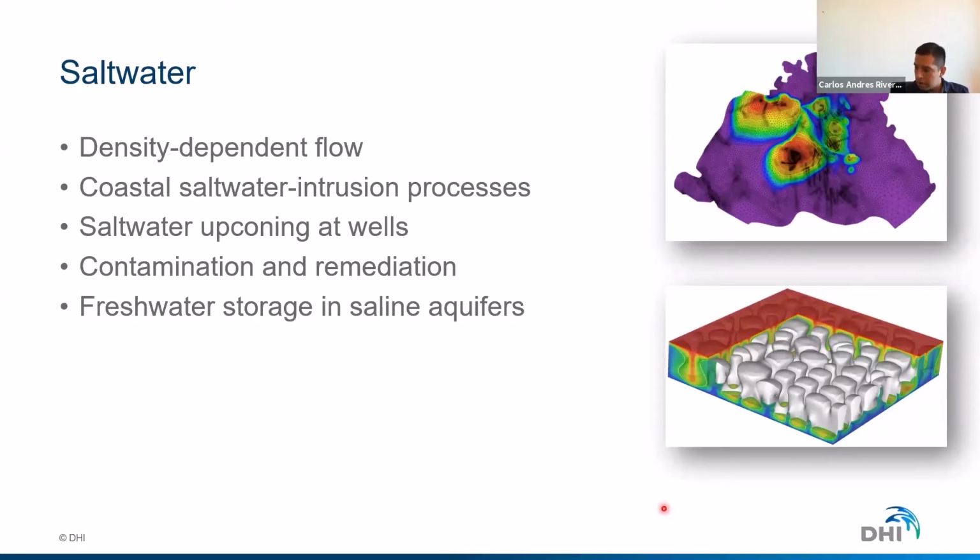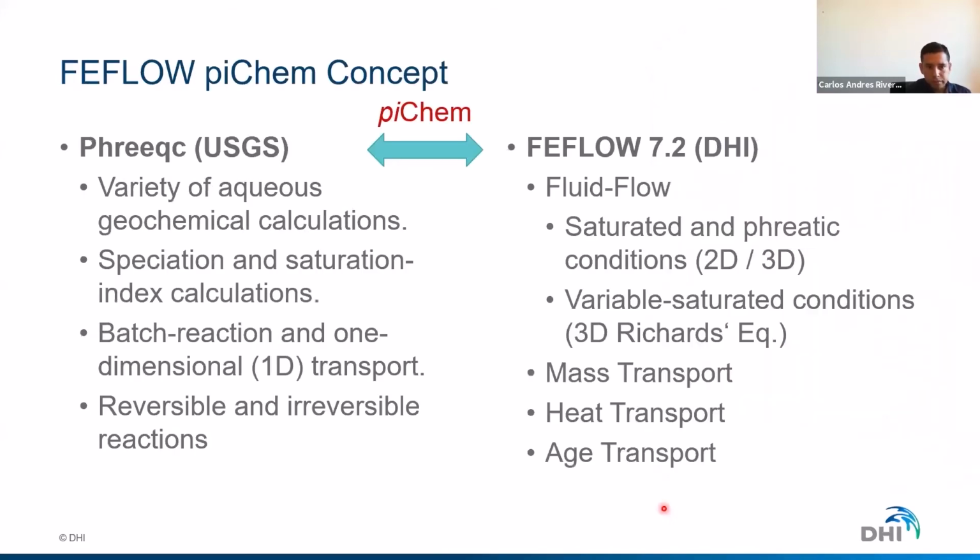DHI has multiple projects in Doha where we try to store freshwater in deep aquifers for later water supply purposes. We have a connection to the very famous PHREEQC from the United States Geological Survey, USGS, where we can couple FEFLOW, for solving flow, mass, and heat transport, with the complex geochemical transport of PHREEQC. So these two software packages are talking all the time. PHREEQC is feeding data to FEFLOW during the calculation time.